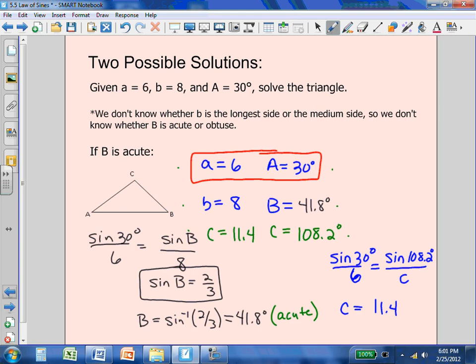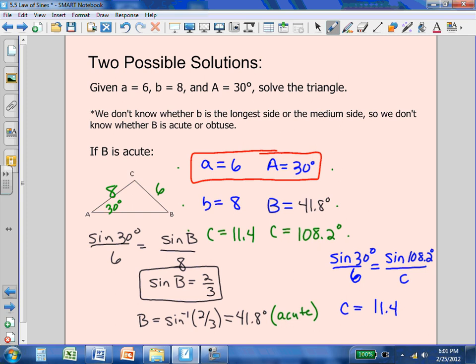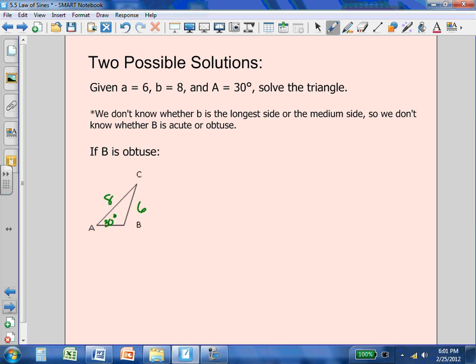Let me make sure I didn't even label this one this time. As this was 6, this was 8, and that was 30. Okay, so let's label this one. This was 6, this was 8, and this is 30. Notice that they are labeled exactly the same way, but oh, where is B? It moved a little bit closer. And now the angle at B is obtuse. So there's a picture of what's going on.